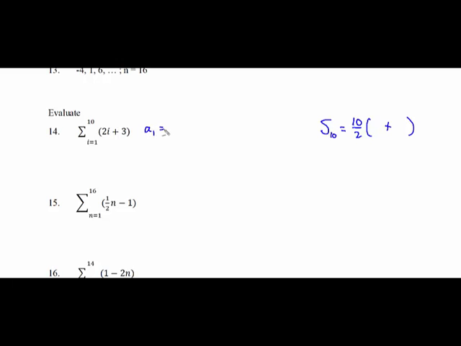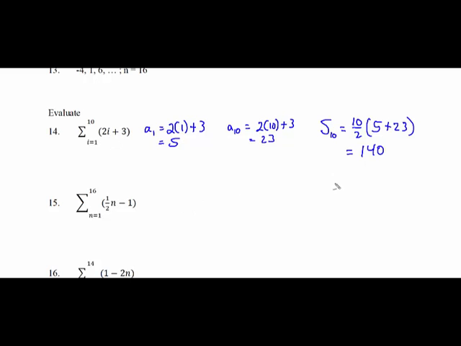To find our a sub 1, we just plug 1 in for the i. So this is 2 times 1 plus 3, or 2 plus 3, which is 5. So there's my first number, which is 5. Then if I go to my 10th number, this is going to be 2 times 10 plus 3, or 23. So 5 plus 23. This is really going to be 10 divided by 2, or 5, times the quantity 28. And 28 times 5 is 140. So 140 is the total of the first 10 numbers in this arithmetic series created by this equation.